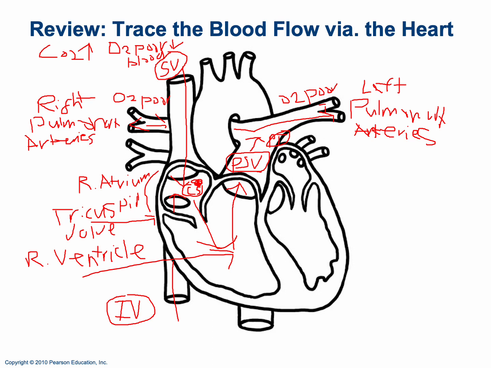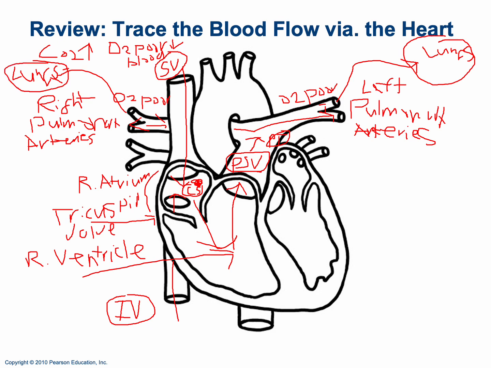And then from here, the blood will make its way to the lungs. Because, of course, you have a right lung and a left lung. So the blood will become oxygenated here. Gas exchange occurs, and now the blood is oxygen rich. So now we're talking about oxygen-rich blood.